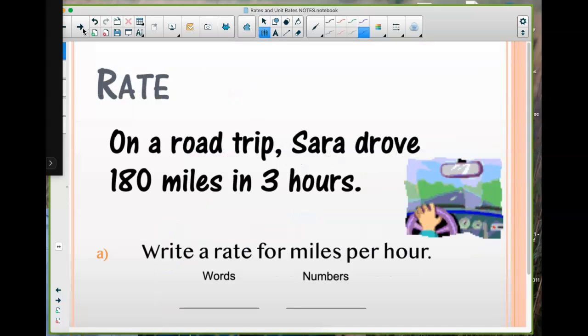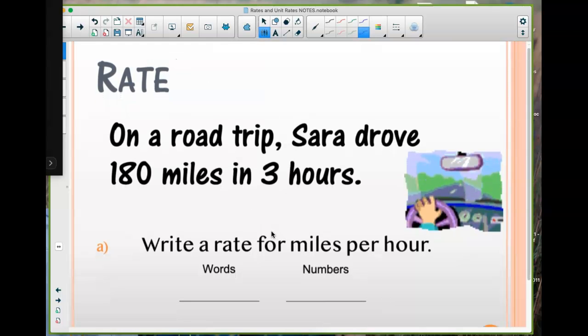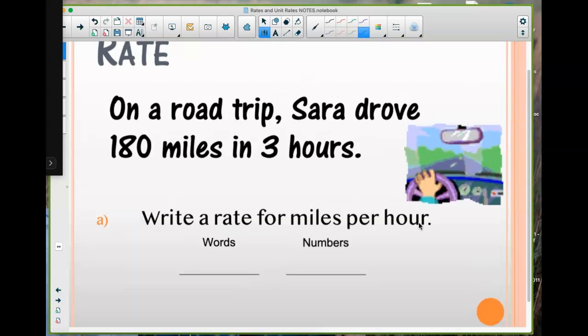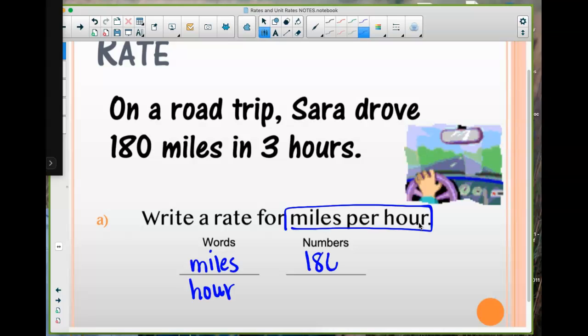Okay, let's try another one. On a road trip, Sarah drove 180 miles in 3 hours. Okay, this says write a rate for the miles per hour. Just a rate. So if I just want to write a rate for miles per hour, that means miles has to go first and hours has to go on the bottom. Okay, in numbers, just a rate would be 180 over 3. Because it only asked for a rate, I'm just leaving it like that.